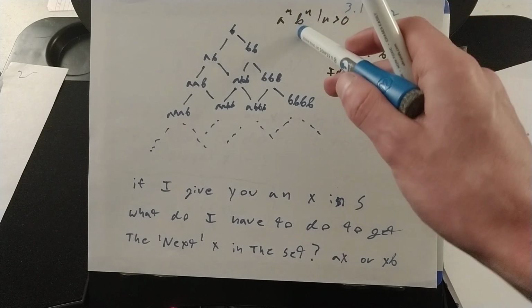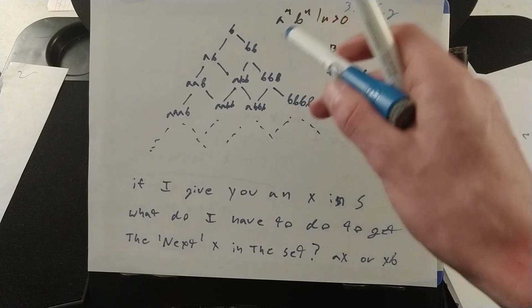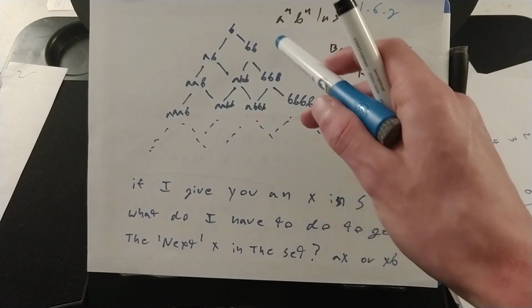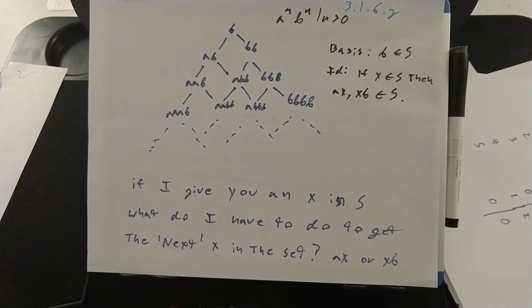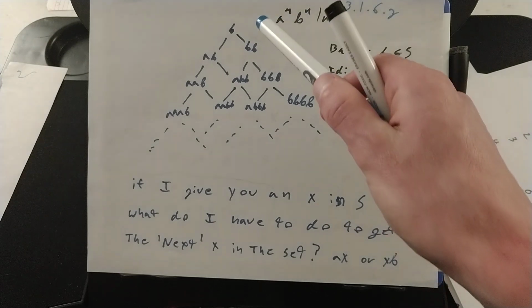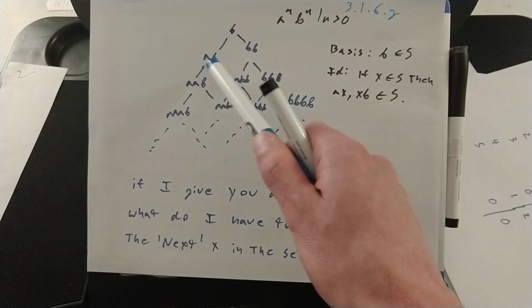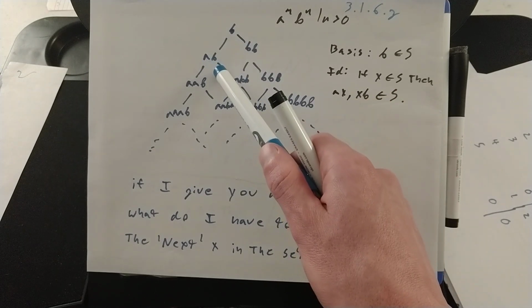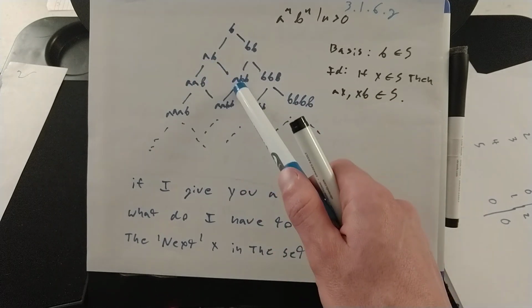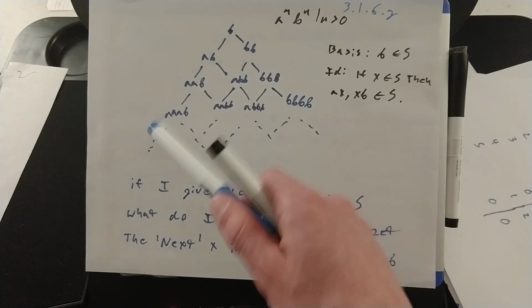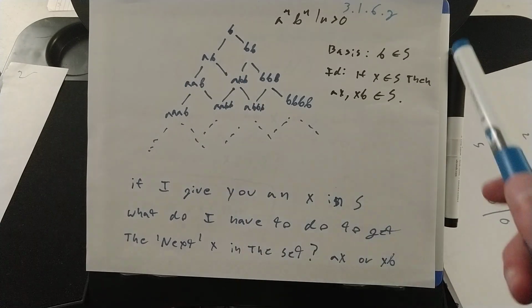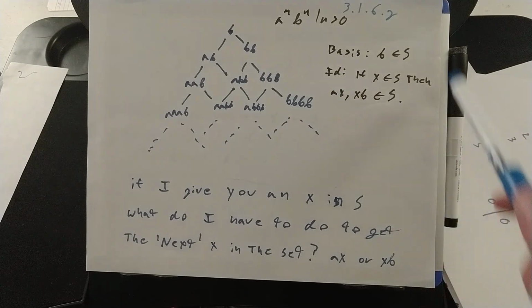So that means our basis is b, b to the 1. But then after that, any combination of a's before that b, or b's after the starting b, is good. So our basis is b, then we can have bb, that's in our set. Then we can have ab, which is also in our set. Then we can just add a b onto the end of that, or an a onto the front, and so on. So our proper answer is this.